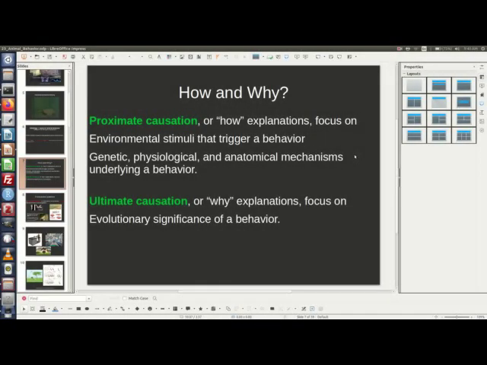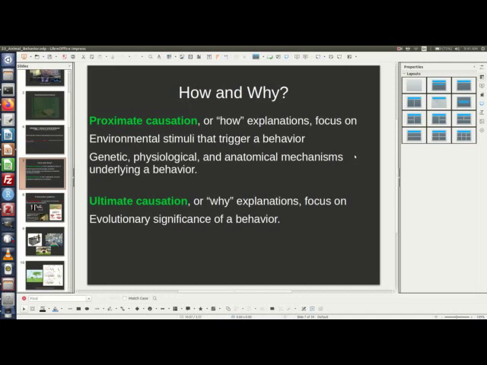Alright, in ethology, we're always asking two questions. Remember, we've got a stimulus that elicits some response carried through the nervous system, carried out by the muscular or hormonal system. We're always asking how and why on those. And so these wind up being proximate questions or ultimate questions. Proximate focuses on how. What was the stimulus that triggered some behavior? What were the anatomical, genetic, or physiological mechanisms that underlie that behavior?